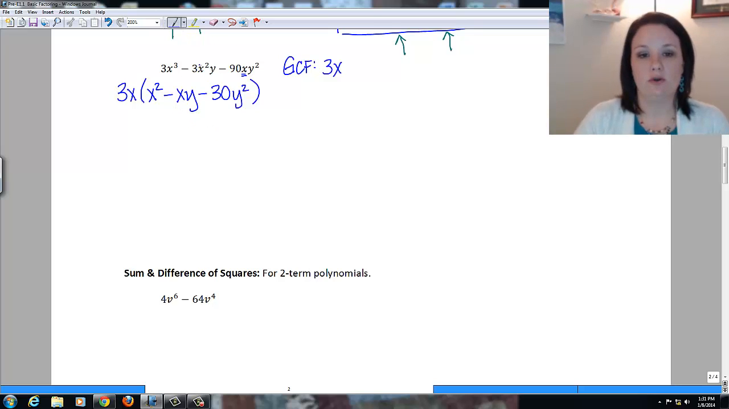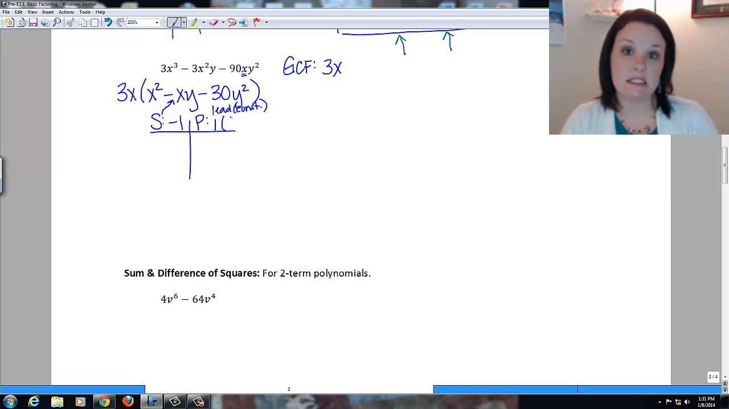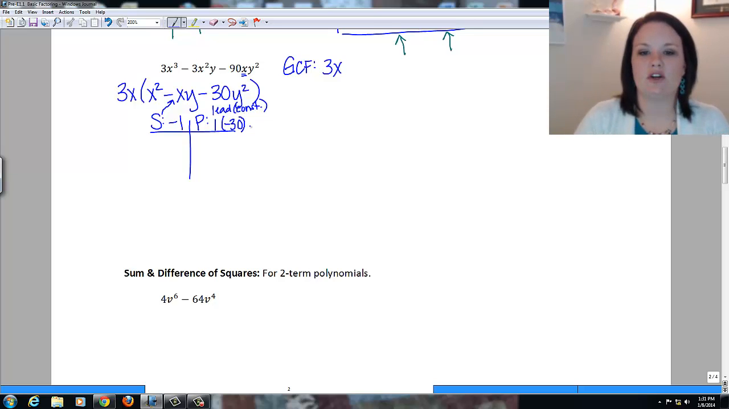Okay. So to replace the middle term, remember we do sum product. My sum is my middle coefficient, which in this case is negative 1. Okay. And my product, remember, is my leading coefficient times my constant. So in this case, my leading coefficient is a 1 times my constant, which in this case isn't a constant because we have a y squared, but it is our third term. Okay, which is the negative 30. 1 times negative 30 is negative 30.